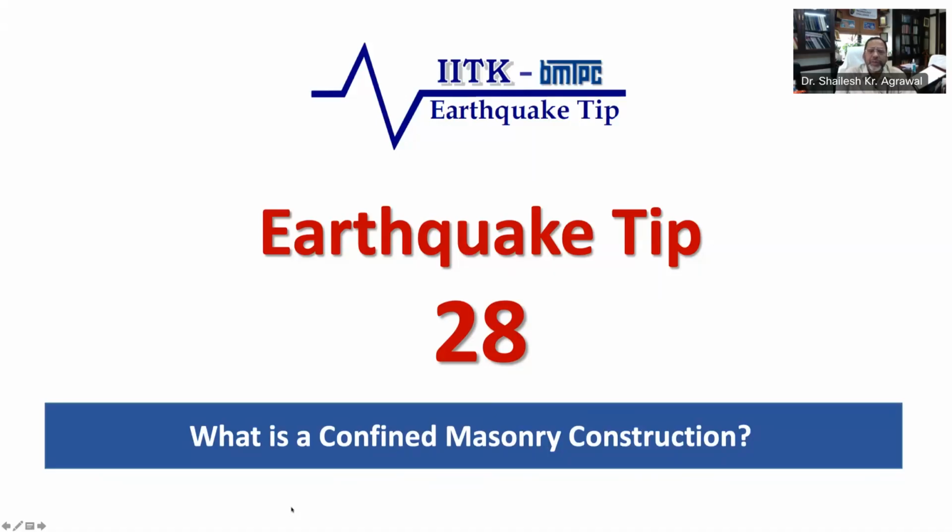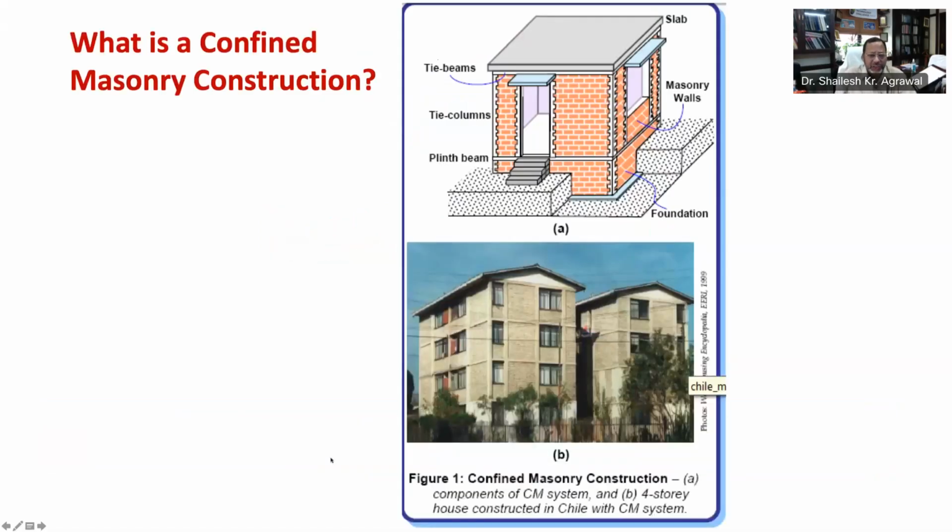This earthquake tip number 28 will explain what confined masonry construction is. Most of the construction in our country is unreinforced masonry, and it has been learned during past earthquakes that these buildings perform poorly, causing loss of lives and property. Therefore, a new construction system, confined masonry, has evolved.